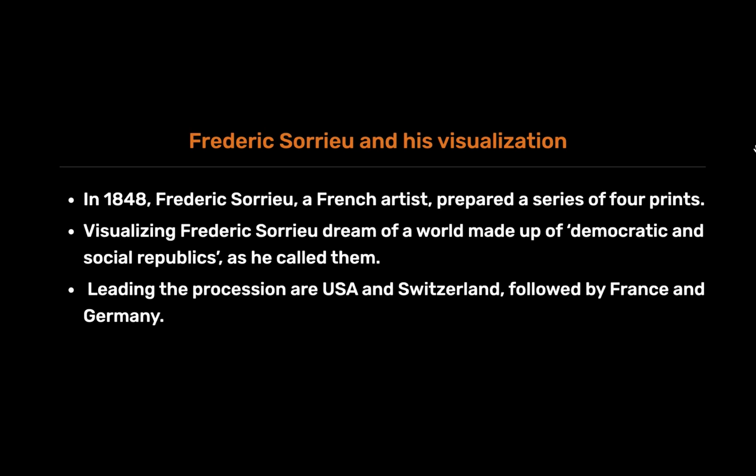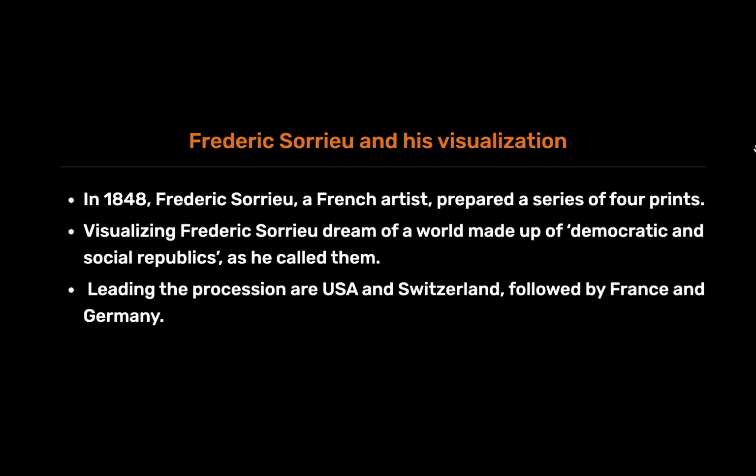Frédéric Soriot and his visualization. In 1848, Frédéric Soriot, a French artist, prepared a series of 4 prints. The first print shows the people of Europe and America marching in a long train and offering homage to the Statue of Liberty as they pass by it.